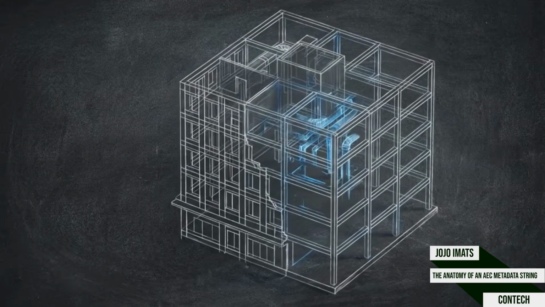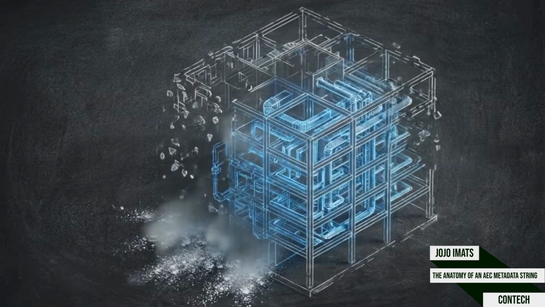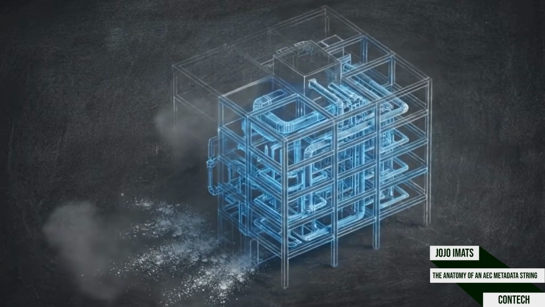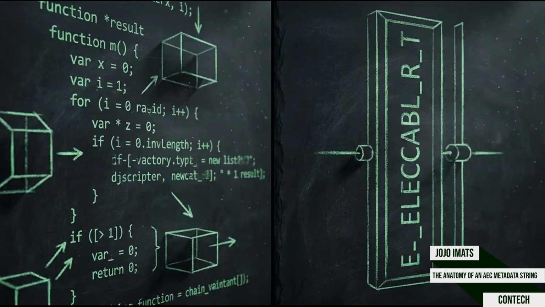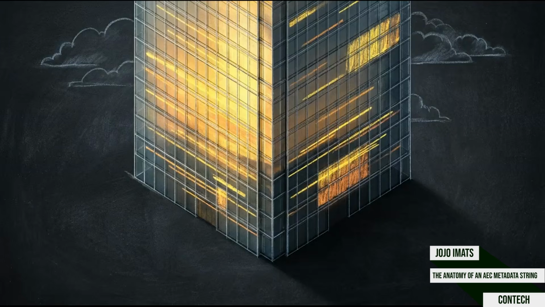The depth of a digital model is only accessible when the data within it follows a predictable structure. By treating AEC naming conventions with the same rigor as software code, professionals ensure that model data remains stable and usable across the entire project lifecycle.